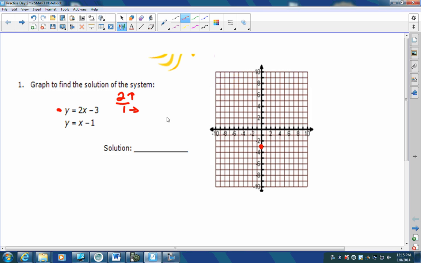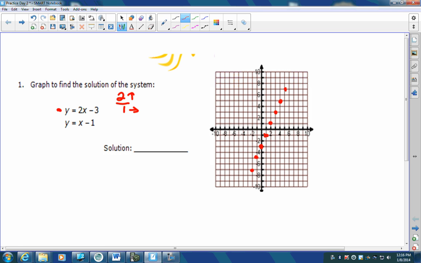Remember, when you're starting out, you always go to the right. Up 2 to the right 1. We need as many points as we can right now. Down 2 to the left 1.